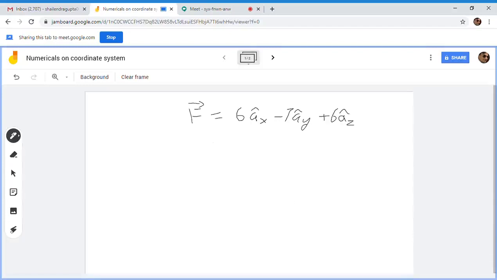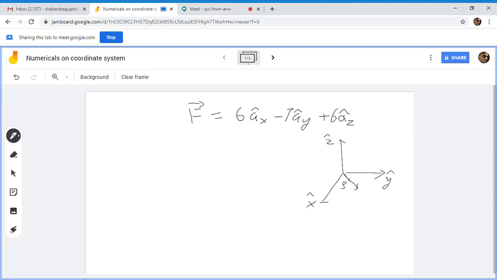Let me make one. So this is x, this is y, and this is z. In cylindrical coordinate system, we define a vector rho. Okay, so this vector rho is in xy plane.